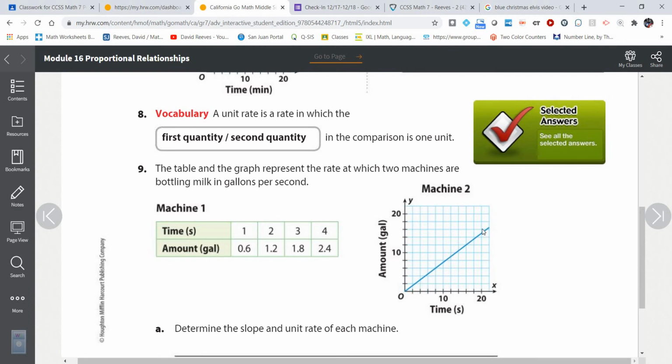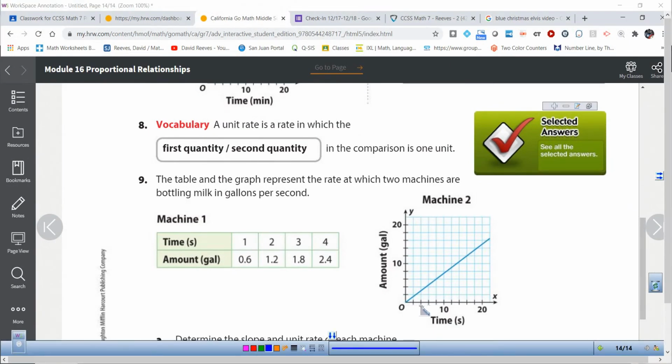All right, so if we take a look at machine 2 here on the graph, if we wanted to find some points, first of all, make sure you always pay attention to the scale. 2, 4, 6, 8, 10. This is going by twos. And when you're looking at a graph, try to find a point that is both on the line and on the grid. Sometimes it's not real easy to see. But if you look carefully, it sure looks like if I go over 1, 2, 3, 4, and I go up 1, 2, 3, that I'm on that line, right? Doesn't it look like that?